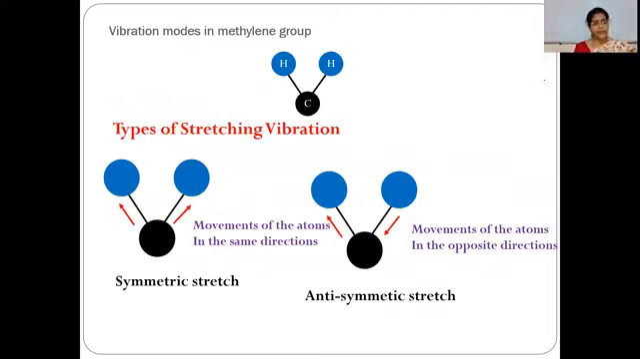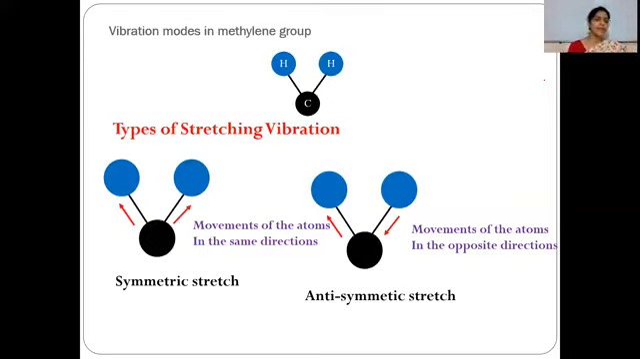To explain the stretching vibrations, here we are taking the example of the methylene group, CH2, in which the central atom is carbon and two hydrogens are connected to the carbon. Two types of stretching vibrations are possible. It means on the same bond axis, two types of stretching vibrations can be possible. In case of CH2, both the hydrogens with respect to carbon can come closer to the carbon or can move far apart from the carbon.